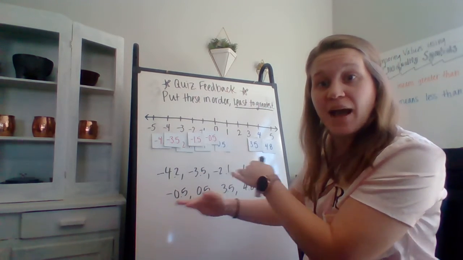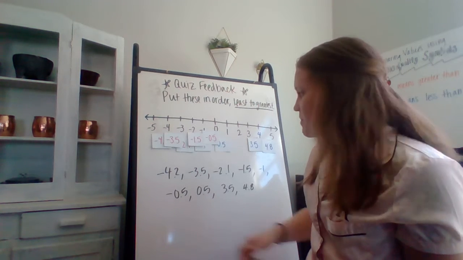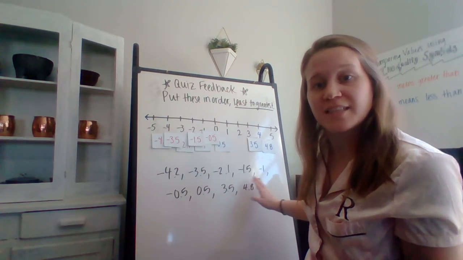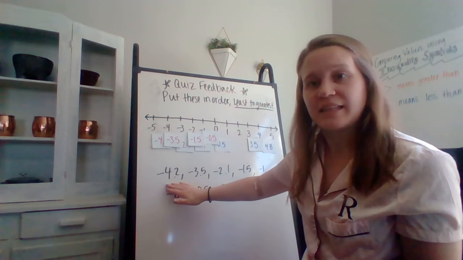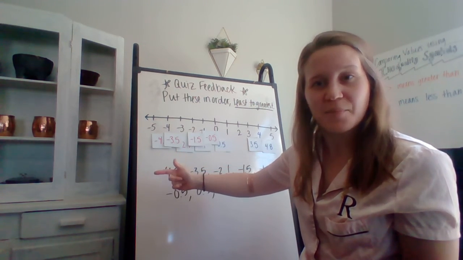So this question, question 5 on your quiz, what some scholars were doing is they actually listed these negative numbers in the backwards order. So they maybe listed -0.5 as the least, then -1, then -1.5. That's incorrect because remember the least is farthest to the left on the number line.